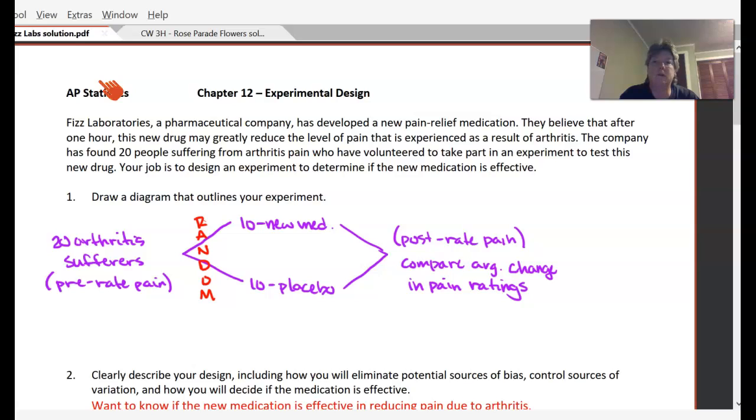All right, hey everyone. So in this video, I'm going to go over the experimental design extra practice. This is the one with the Fizz Labs, people coming up with that new pain medication for arthritis. So the first task you had was to diagram the experiment.